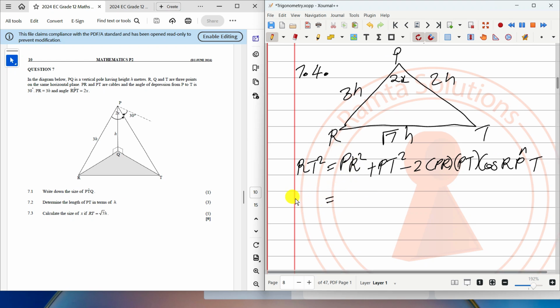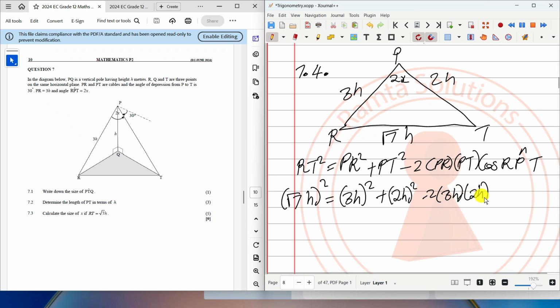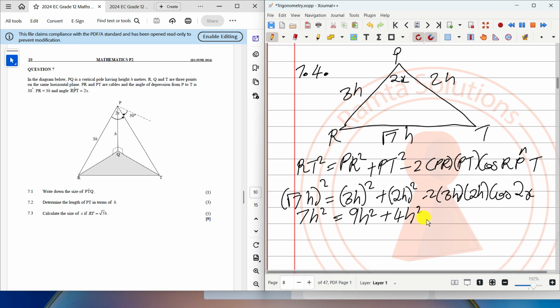Now, what is RT? It is square root of 7 times h. PR is 3h. PT we found to be 2h. And the angle given is 2x. Square root of 7 times h all squared will be 7h squared. 3h all squared will be 9h squared. 2h all squared will be 4h squared.